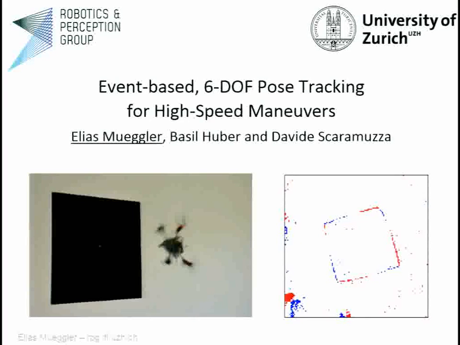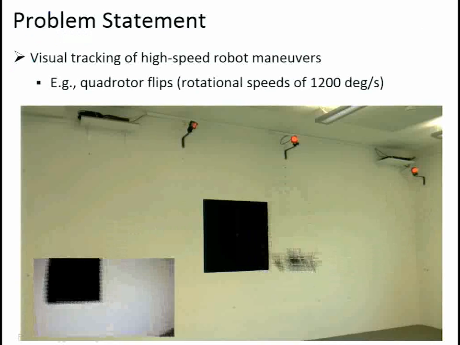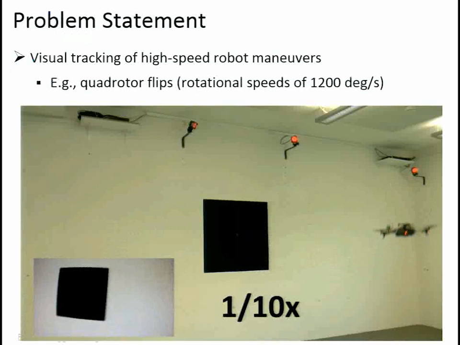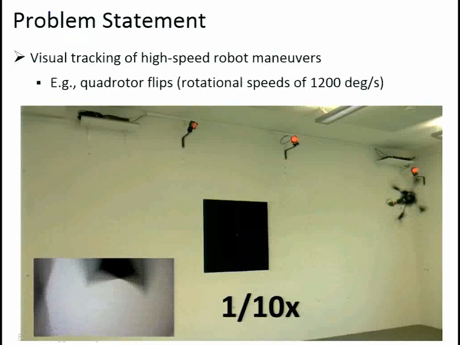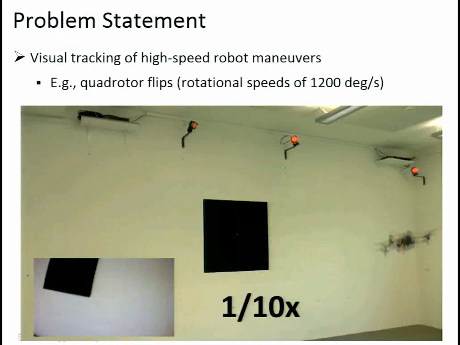Hi, I'm going to talk about event-based pose tracking for high-speed robotic maneuvers. My name is Elias Mueggler, and this is work together with Basil Huber and Davide Scaramuzza at the University of Zurich. So we are looking at visual tracking of high-speed robotic maneuvers, such as quadrotor flips that you can see in that video, at rotational speeds of up to 1,200 degrees per second. But we're not just interested in flips, this is just the case we're looking at for this work.